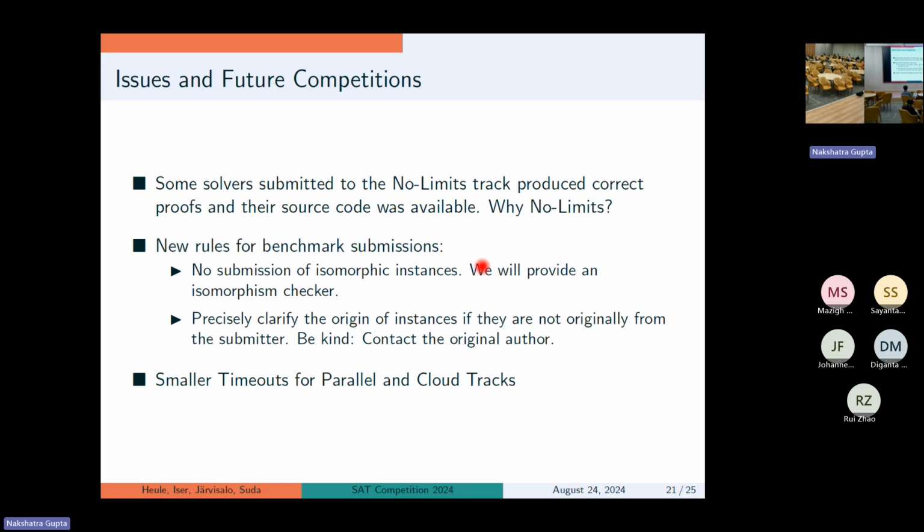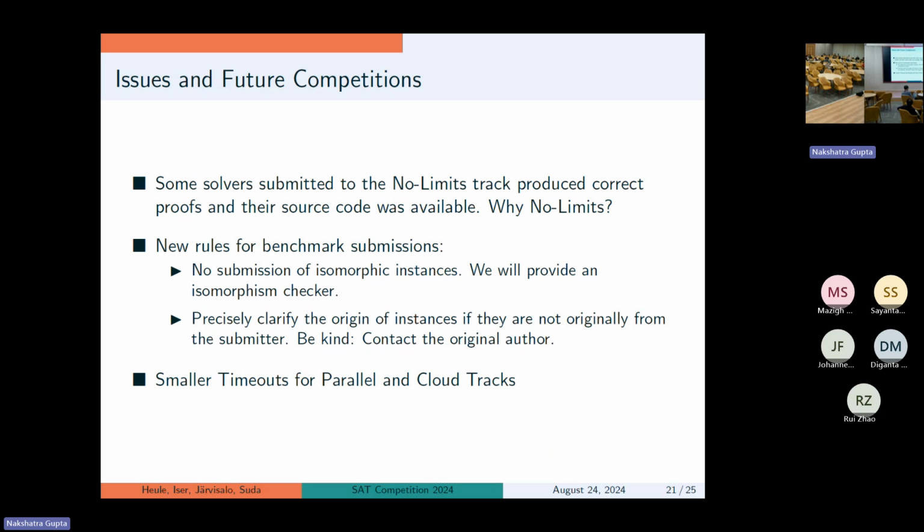But to take that burden from you, we will provide an isomorphism checker for SAT instances. So you can check before you submit, right? Because this happens accidentally. So we know that. So this will be a new rule. And also, just a comment, because this happened in the past, please clarify the origin of the instances. If you are not the original creator of the benchmark instance, be kind and contact the author. They will probably be kind and allow submission, but you should at least mention them, and we want to reference them then also in the proceedings.